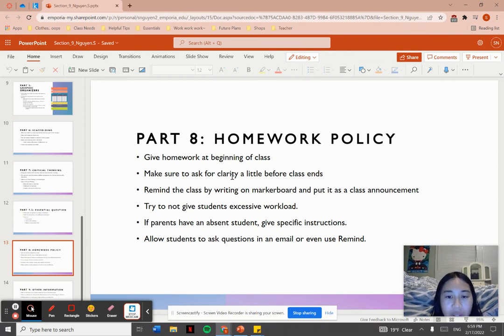I know it doesn't mention on there, but as much as teachers have the upper hand on how much homework to give, I think, like it mentions on there, try not to give students an excessive workload. Just give them an understanding and flexibility of how much a student can handle.